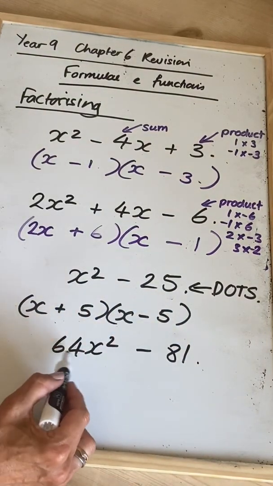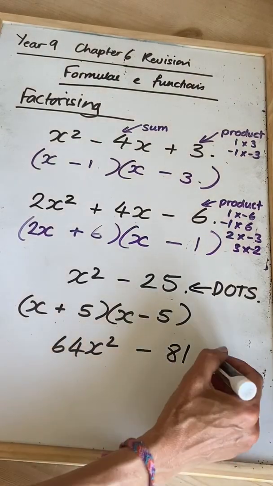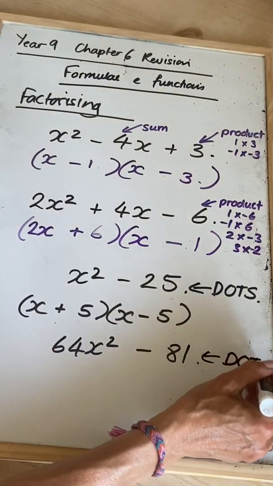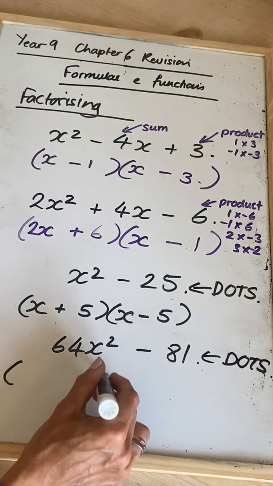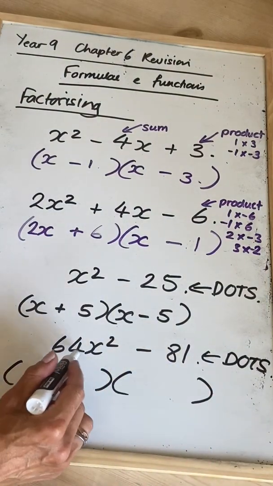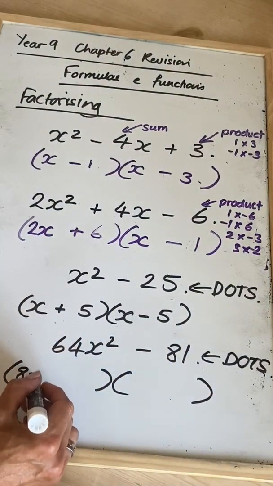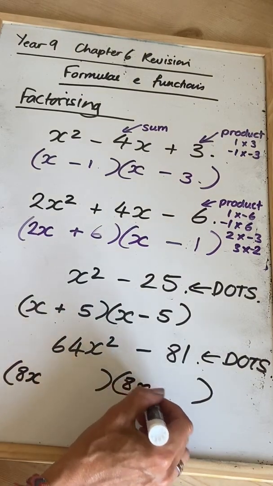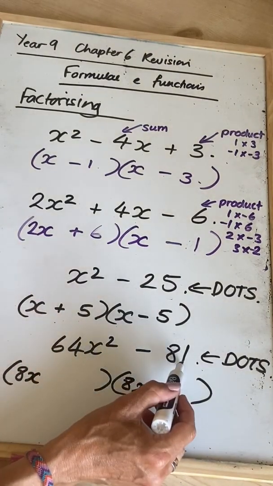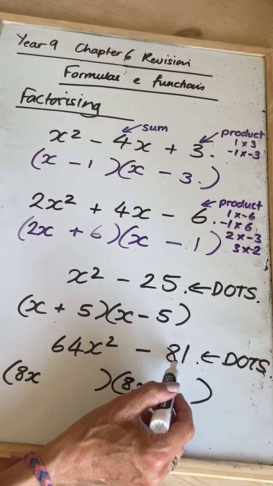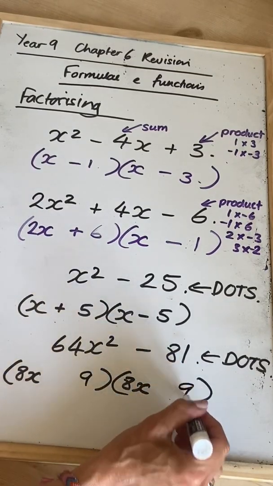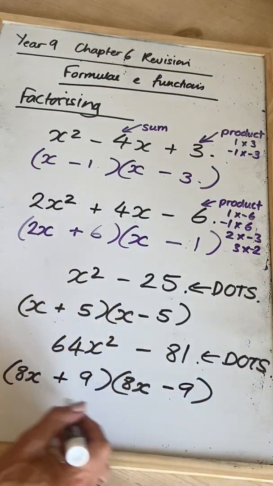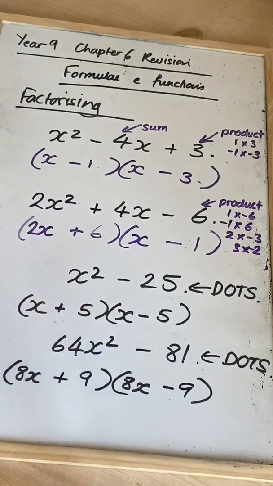This is square. This is square. It's also a difference of 2 squares. Square root them. Square root of 64 is 8. So that's going to be an 8x and that's going to be an 8x. Square root of 81 is 9. 9 and 9, 2 different signs. If you multiply out those brackets, you'll get back to that.